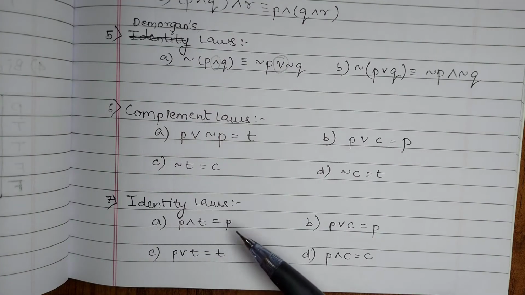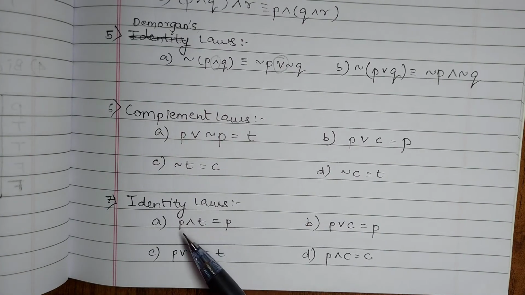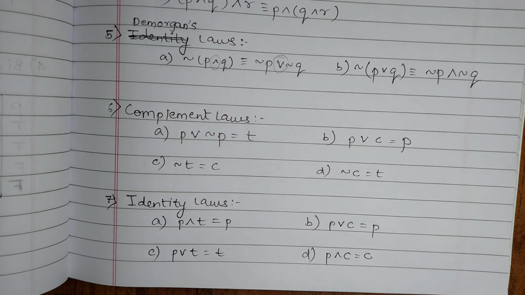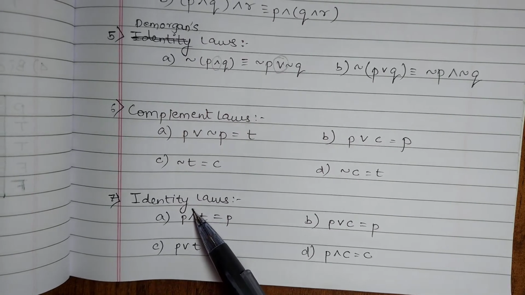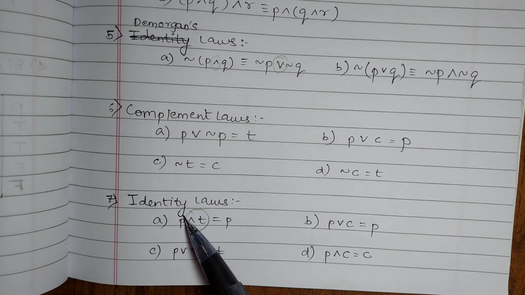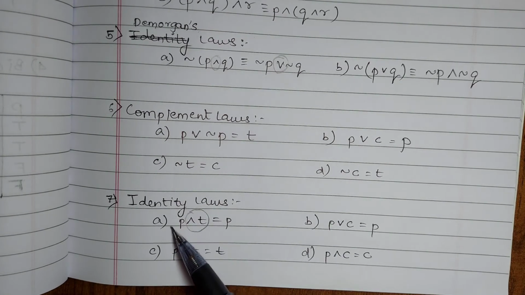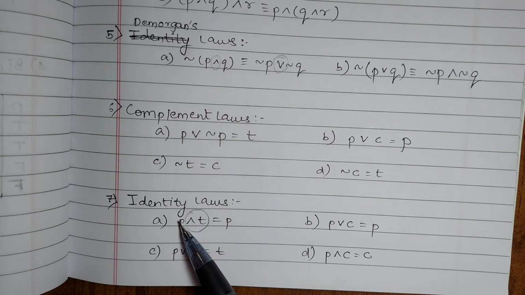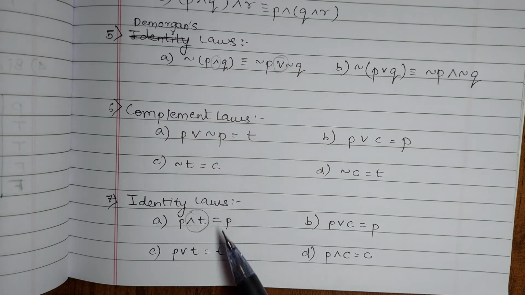So the next is the identity law, where it signifies that when P is multiplied by T, the answer is going to be P. It is because whenever any element is multiplied along with T, it solely depends on what the other element is. Now, if this element is false, then the answer would be false. If this element is true, then this answer would be true.